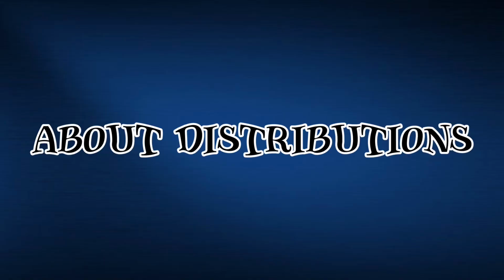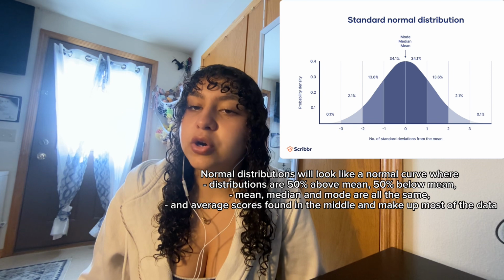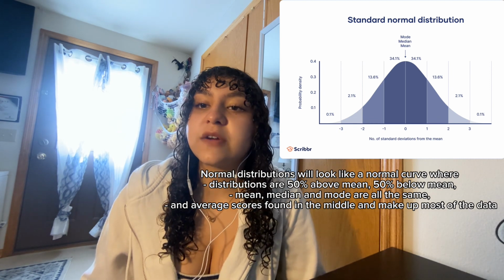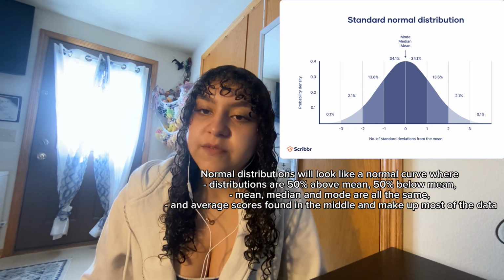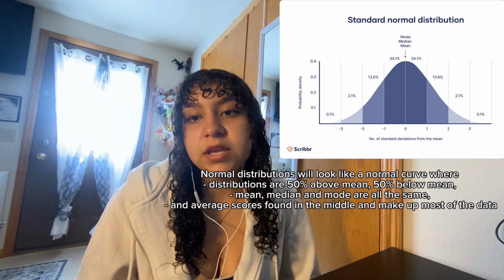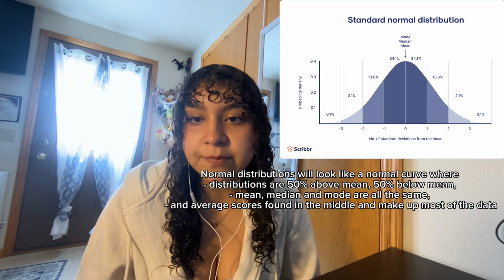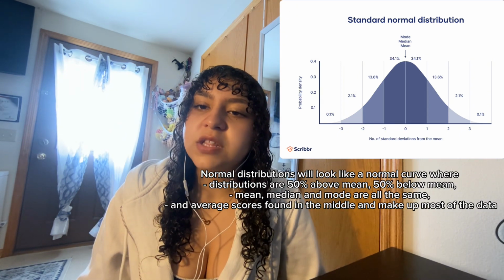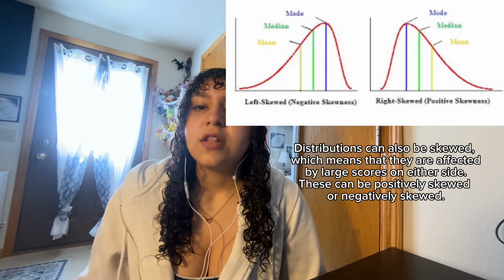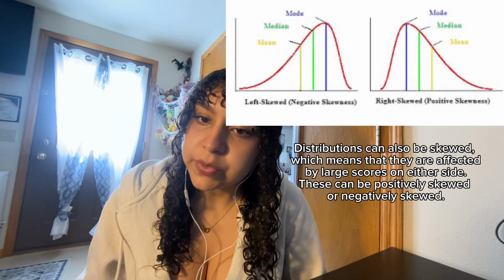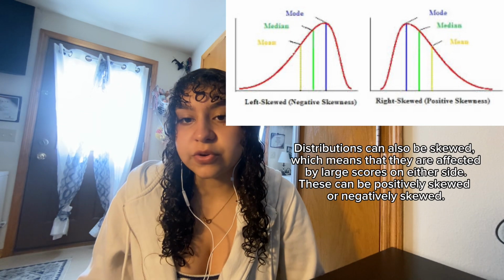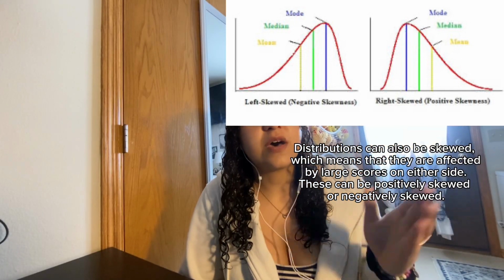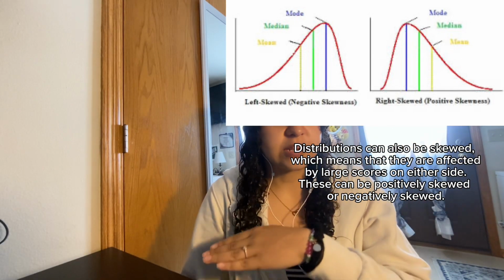About distributions. Normal distributions will look like a normal curve where 50% of the distribution is above the mean and 50% below the mean. Mean, median, and mode are all the same, and average scores are found in the middle and make up most of the data. Distributions can also be skewed, which means that they are affected by large scores on either side. This can be positively skewed or negatively skewed.